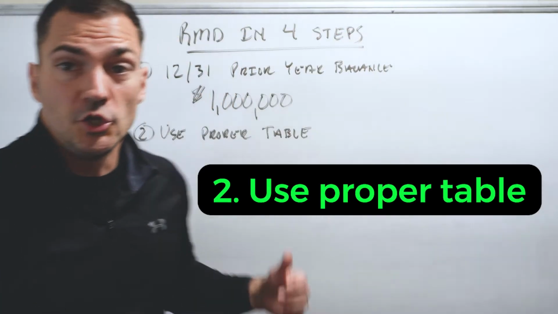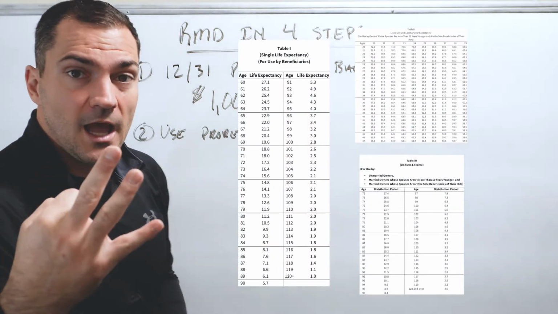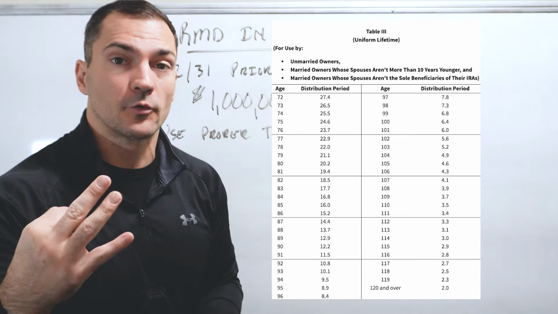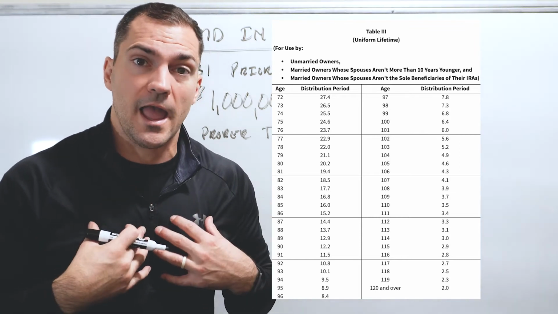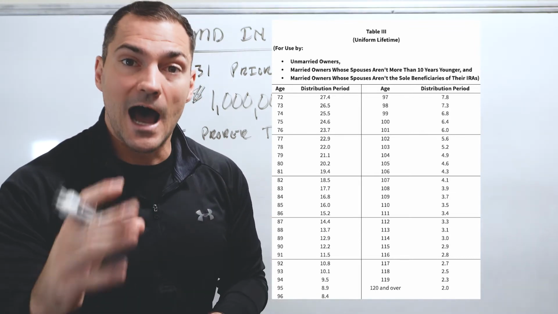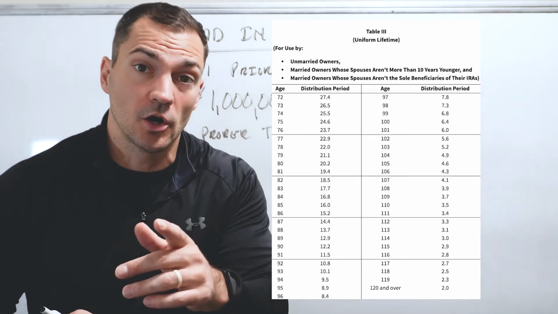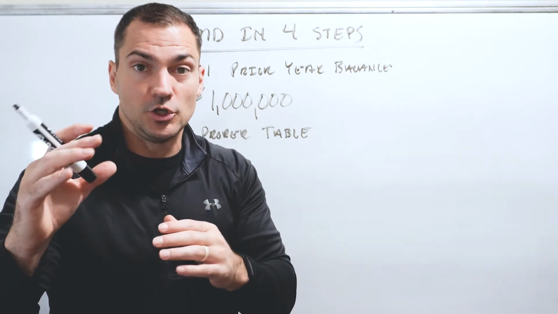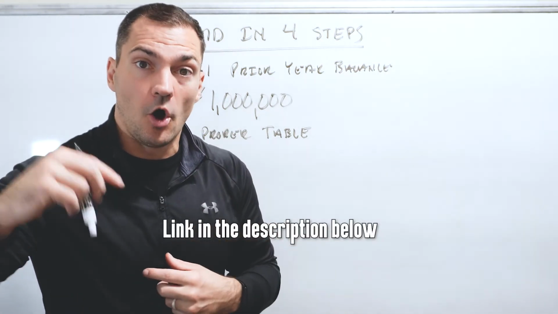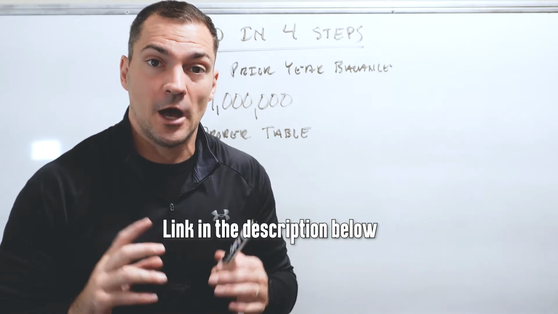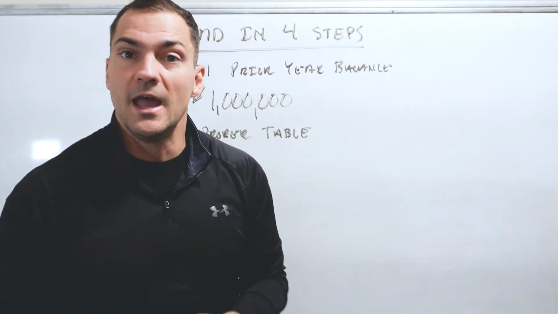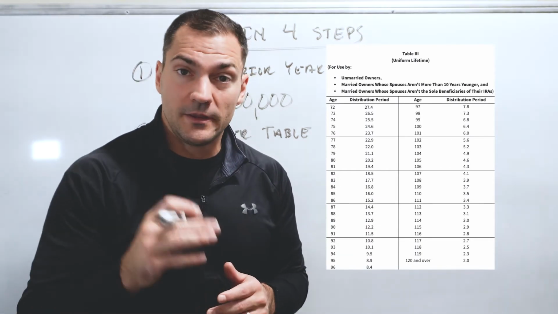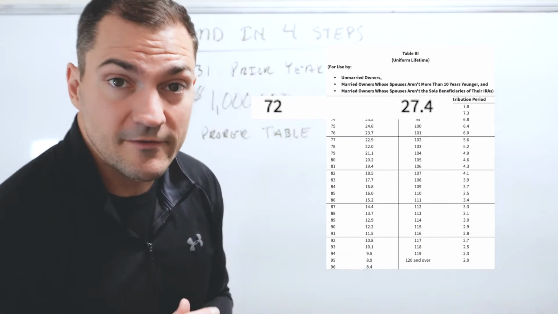All right, number 2 is you've got to use the proper table. There are 3 IRS RMD tables that you can use. The most common one is table 3, where it's your own IRA and you have a spouse that is not over 10 years younger than you. That's a different table. There's a few tables that you can utilize. I'm going to put a link below to all those tables in an article from the IRS website so you can help decide which table. We're going to assume it's just the uniform lifetime table, table 3. And since we're using that table and assuming that you're age 72, that divisor is 27.4.